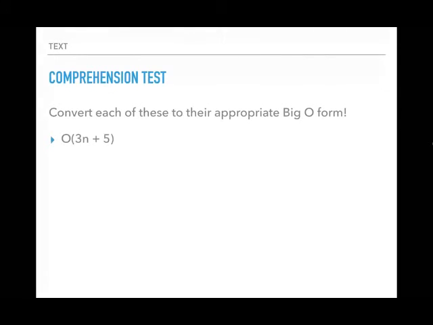Okay, so the first one is O of 3n plus 5. Go ahead and write down in your own text editor what you think the big O notation here should be. And I'm going to go ahead and write the answers in the chat if you want to read them. If you want to take a little bit more time, you can do so without looking at the chat.